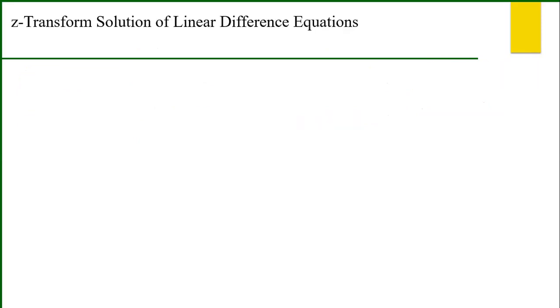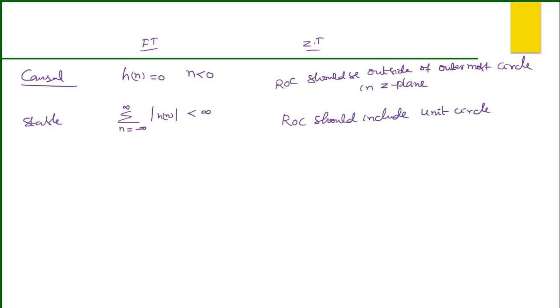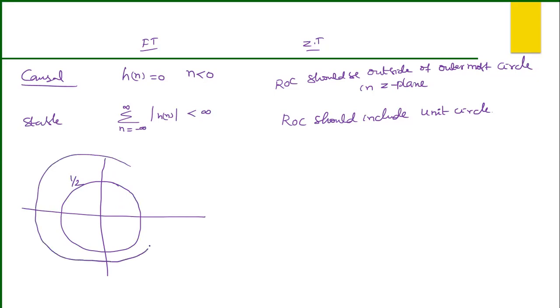Now I will draw a diagram. I will draw the circles. You just say whether the system is causal or non-causal. You need to identify that. First one: the radius is 1/2, and this circle radius I will consider as 3/4. 1/2 and 3/4.